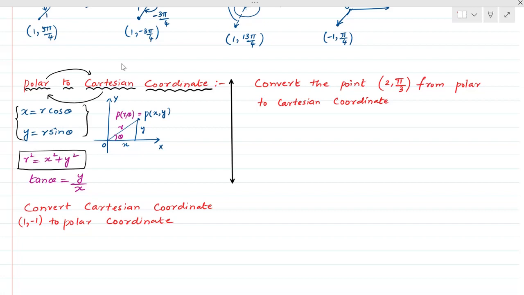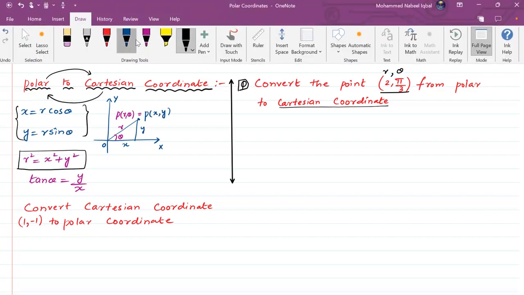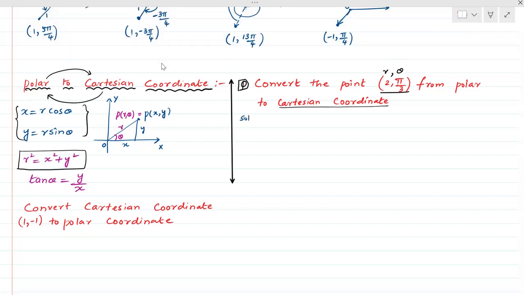So first of all, here is a question where we will convert a point in the polar form r comma theta into the Cartesian form x comma y. So how will you do this? Just substitute. What are r and theta? From the question, r is equal to 2, and theta is equal to pi over 3. Now just substitute the values.